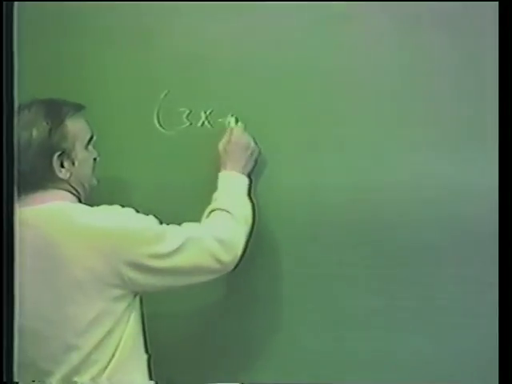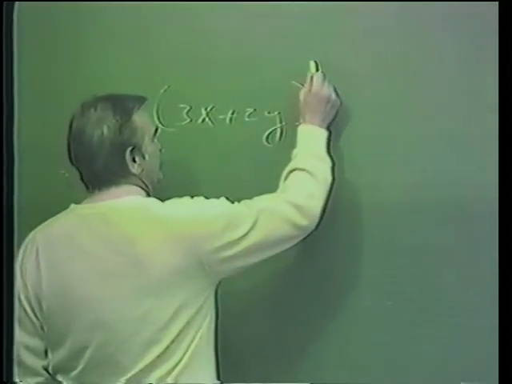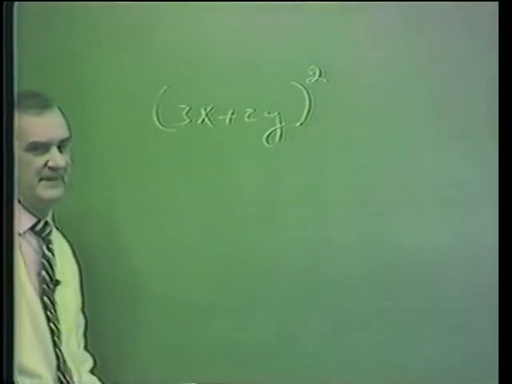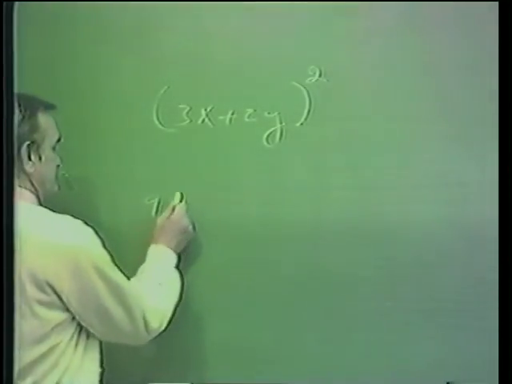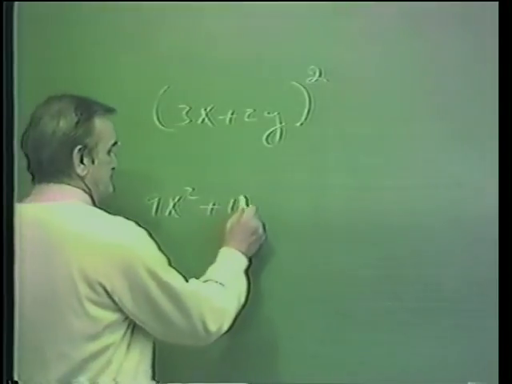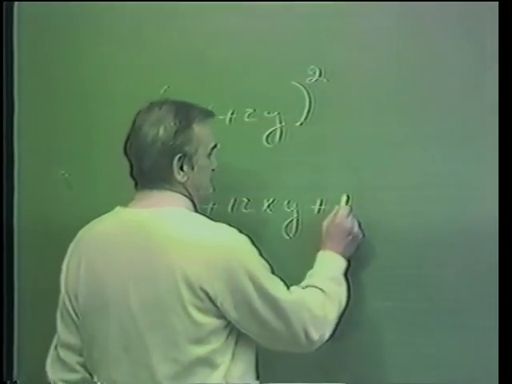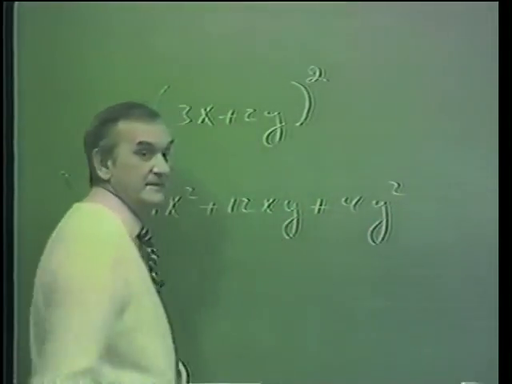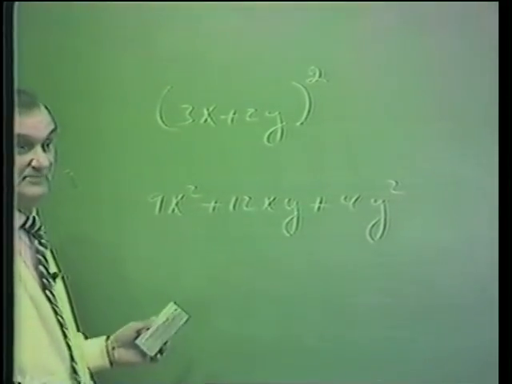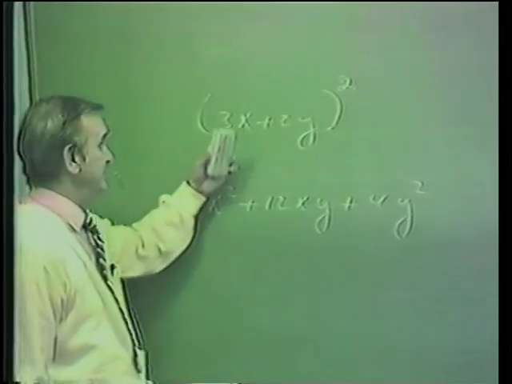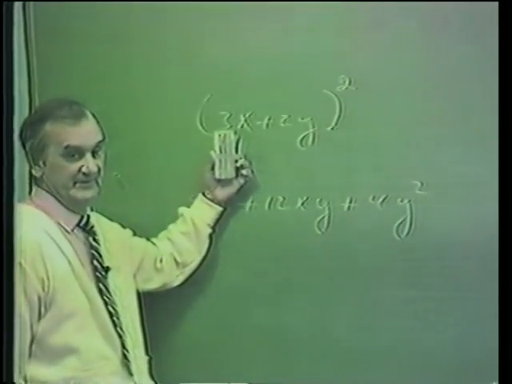Quantity 3x plus 2y squared. 9x squared plus 12xy plus 4y squared. Very good. Everybody agree with that? It's the correct answer. You square the first.